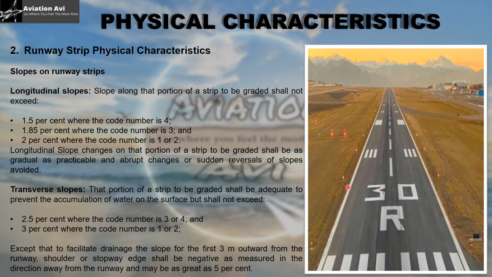So when you see 3 meters from this runway shoulder, this can be increased from 2.5% for a code 3 or 4 runway to 5% in order to ensure rapid drainage of water. Further, the slope will continue at 2.5% as usual.